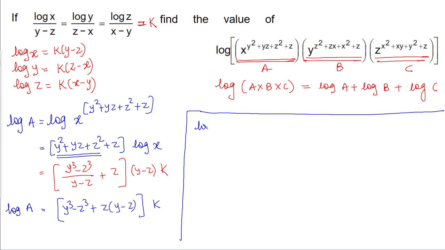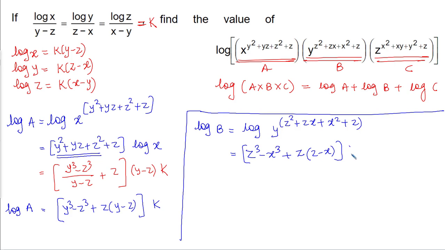So the value of log b is log of y to the power z square plus zx plus x square plus z. If we solve by using the same method, then this is equivalent to z cube minus x cube, plus z into z minus x, bracket close, into k. This is the value of log b. Similarly, let's find the value of log c. Log c is equal to how much?